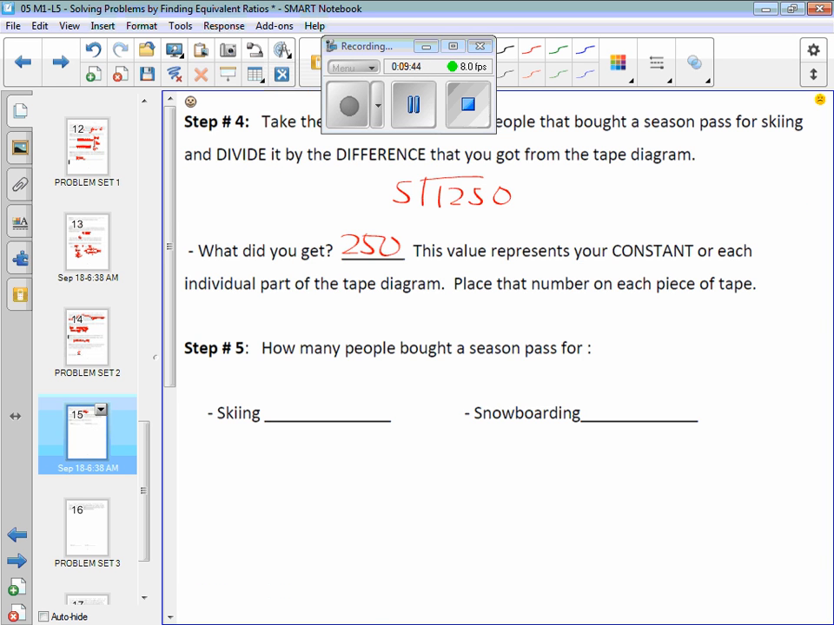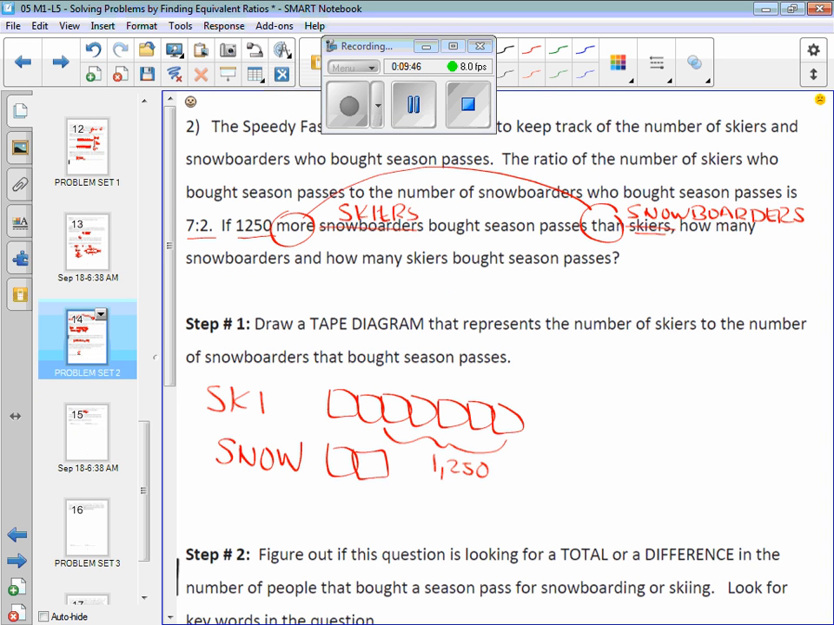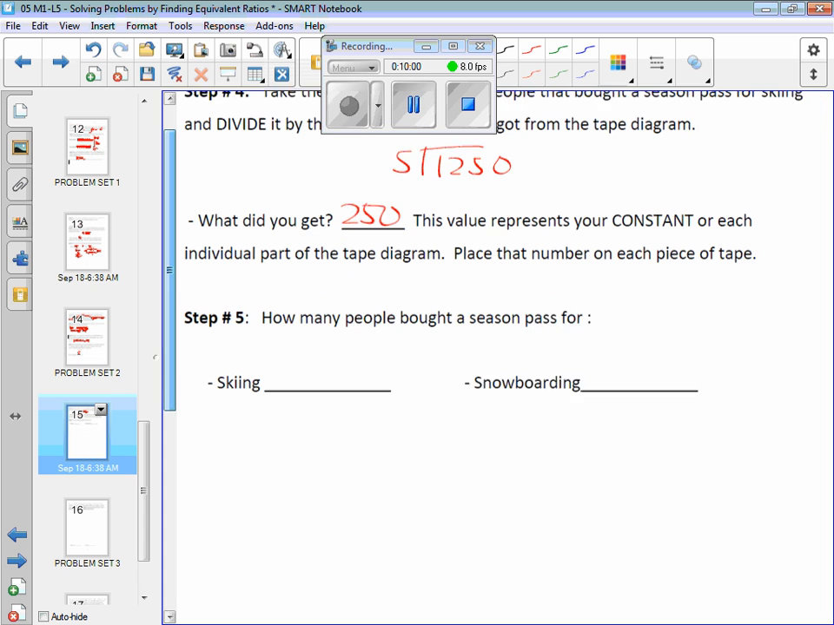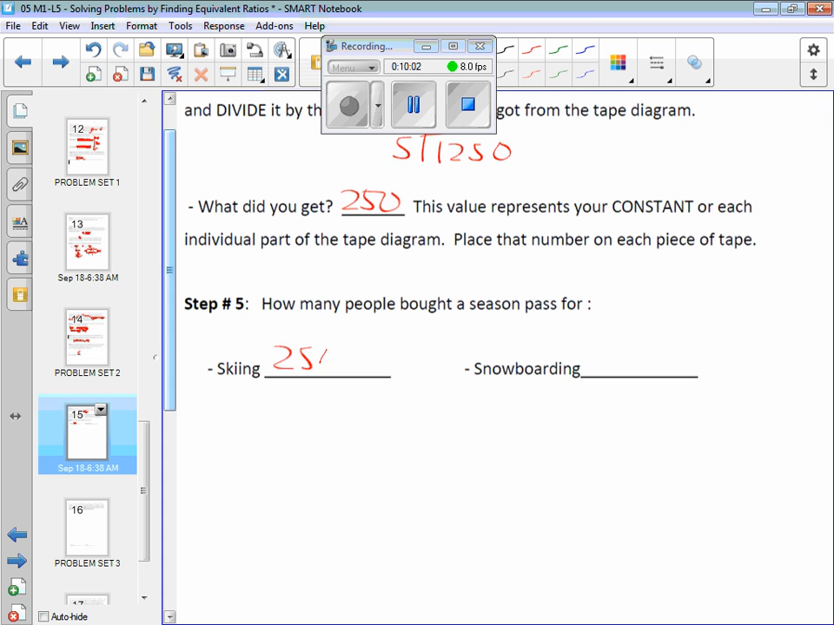Now, I'm not going to go back and put 250 in every box, but you can. But I do know now, to figure out how many skiers, it's going to be 250 times 7 and 250 times 2 to figure out how many there are of each. And if you do the math right, you'll get 1,750 skiers and 500 snowboarders. And that's how you do that.